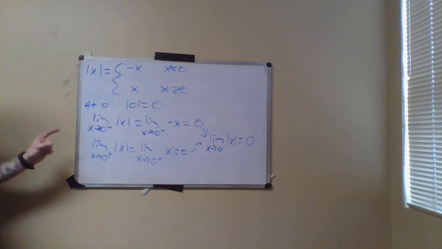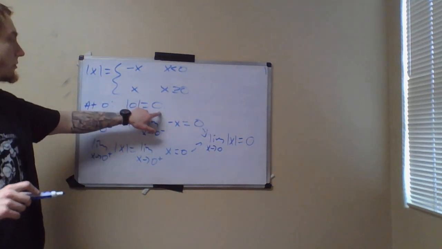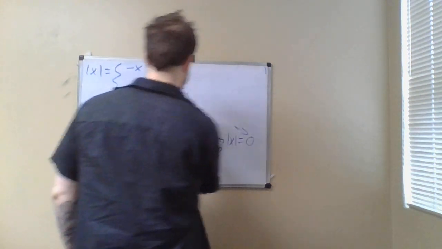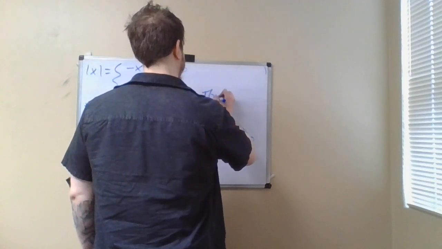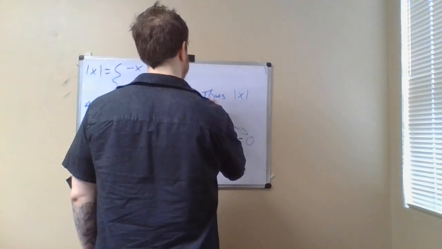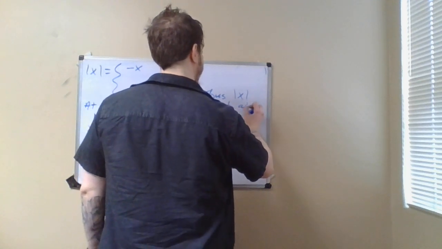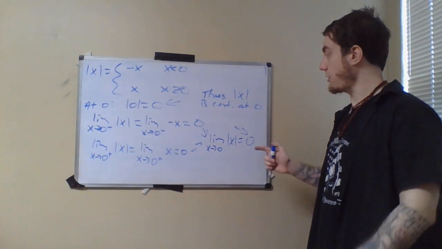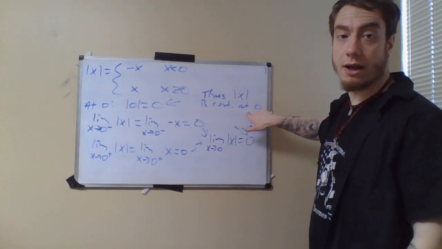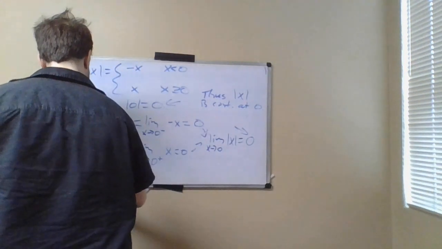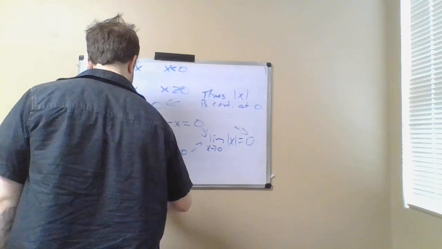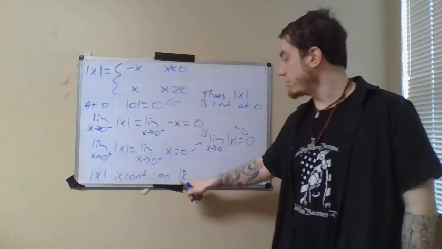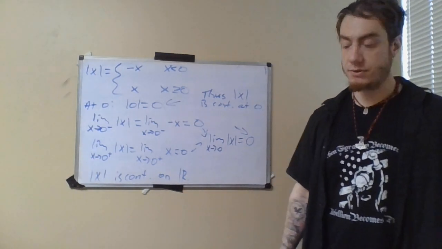Now, this means, if I put it together with the fact that the absolute value at 0 is 0, these two facts together mean that the absolute value of x is continuous at 0. However, we already showed it was continuous at all numbers except 0. So if it's continuous at 0 as well, that means that actually absolute value of x is continuous on the entire set of real numbers. And remember, this blackboard R just means the set of all real numbers.